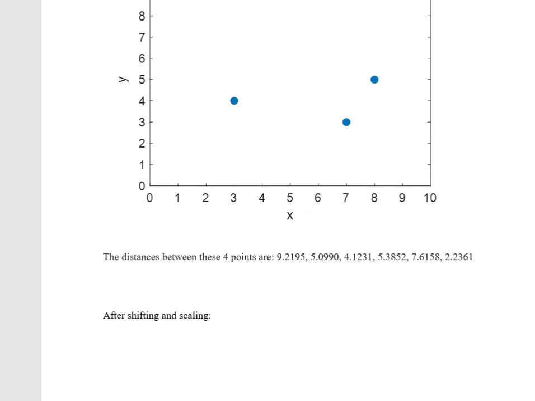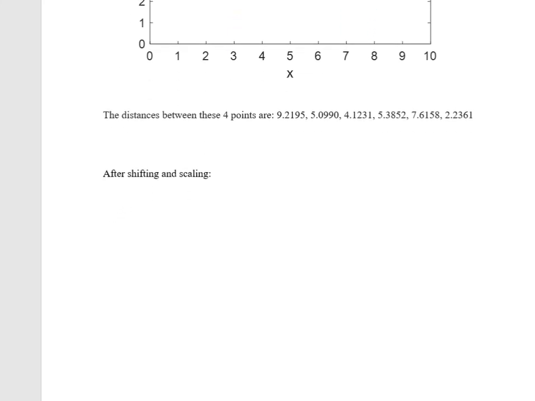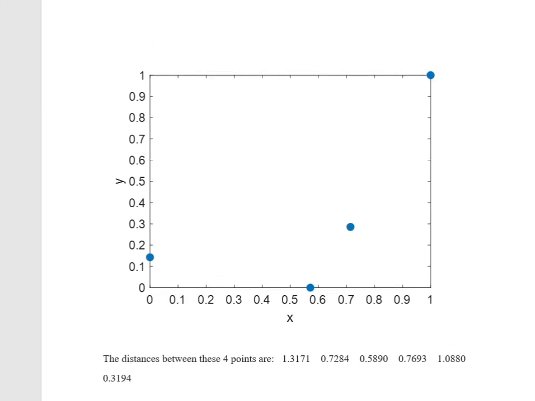Now after shifting and scaling, you will get these 4 points. As you can see, the minimum points stay at 0 and the maximum at 1. So I have all the points exactly between 0 and 1.